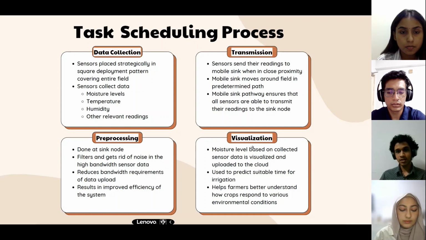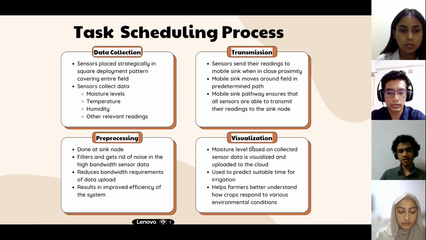The mobile sync walks around in a predetermined path, which makes sure that it touches all the sensors in its path. Once it goes through the path, it will be getting data from all the nodes, which are connected to a bunch of sensors that are taking all their readings.